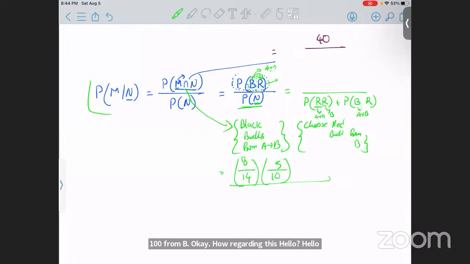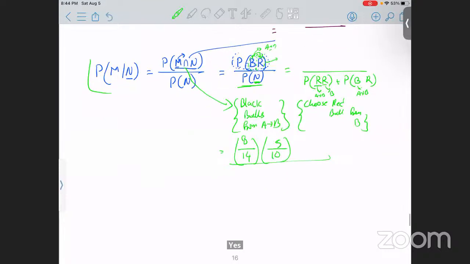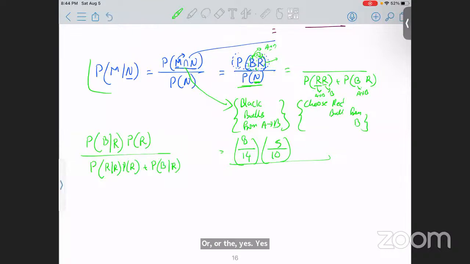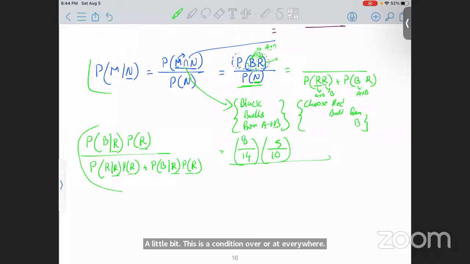Yes, sir. Or in other words, you can take P of B divided by R into P of R, plus P of B divided by R into P of R. This is a condition over R, red. Everywhere it is a condition over red. That's why I removed it. Okay.